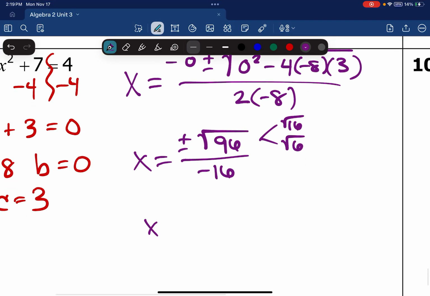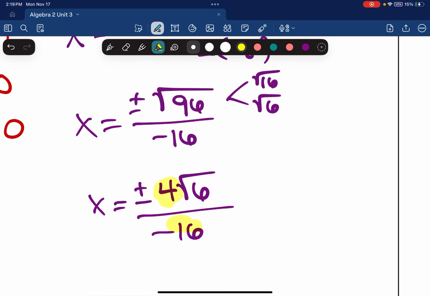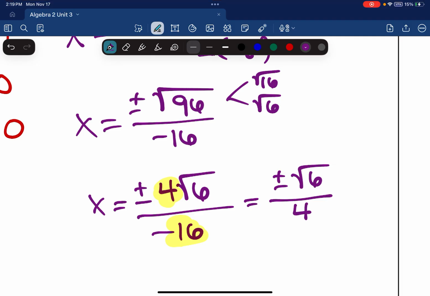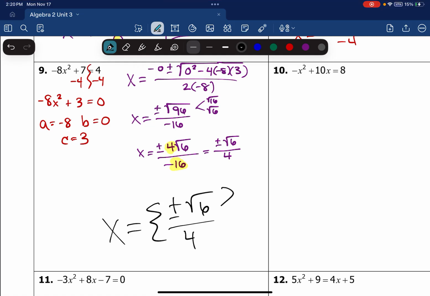So this is going to simplify. x equals plus or minus radical 16 is 4, so 4 radical 6 all over negative 16. Again, we have these whole numbers that we're going to simplify. We're going to divide the top and the bottom by negative 4. So that's going to be plus or minus radical 6 all over 4. And that is our answer. I have space, so I'll go ahead and just write it again in its curly bracket, plus or minus radical 6 all over 4.